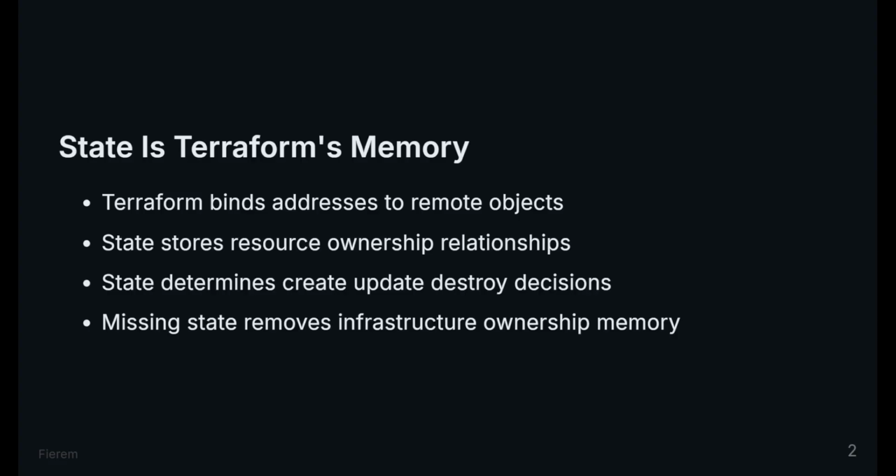Terraform does not manage cloud resources by name alone. Terraform binds each resource address to a real remote object. That binding is stored in state. The state record lets Terraform know that one HashiCorp language block already owns one AWS object. Without state, Terraform would not know whether to create, update, or delete.